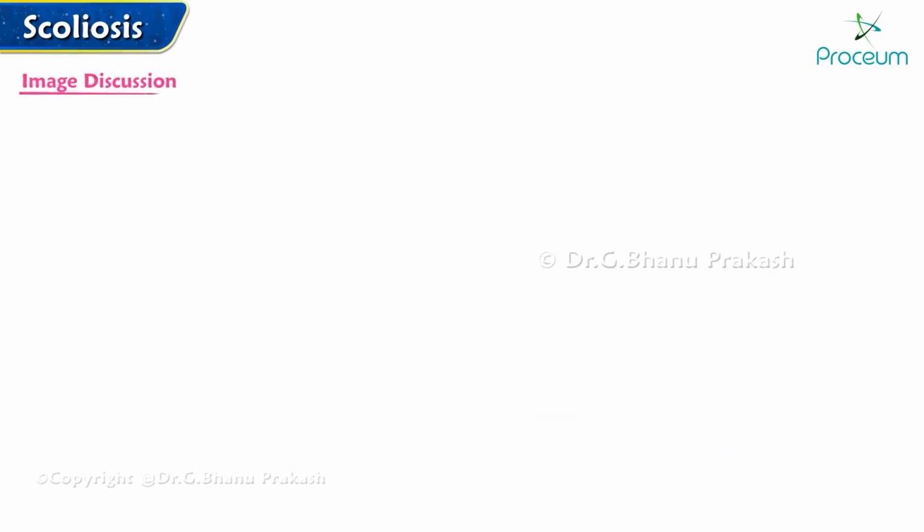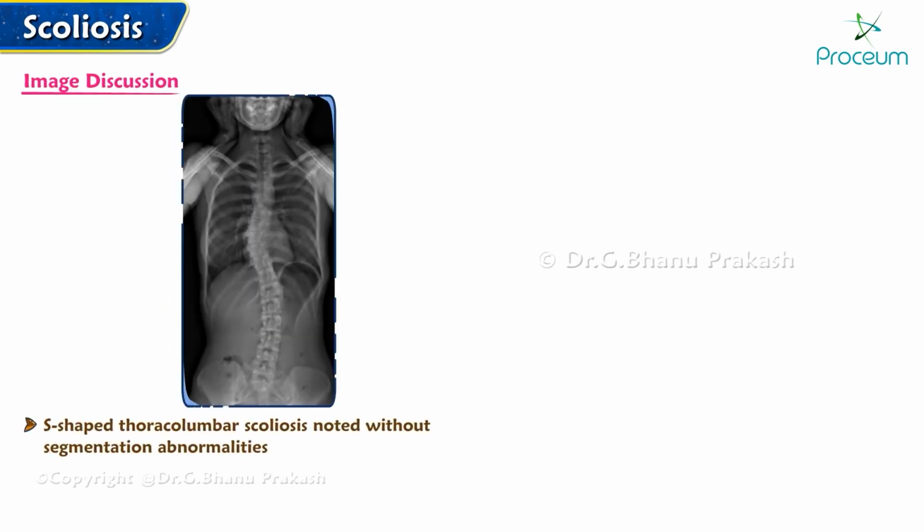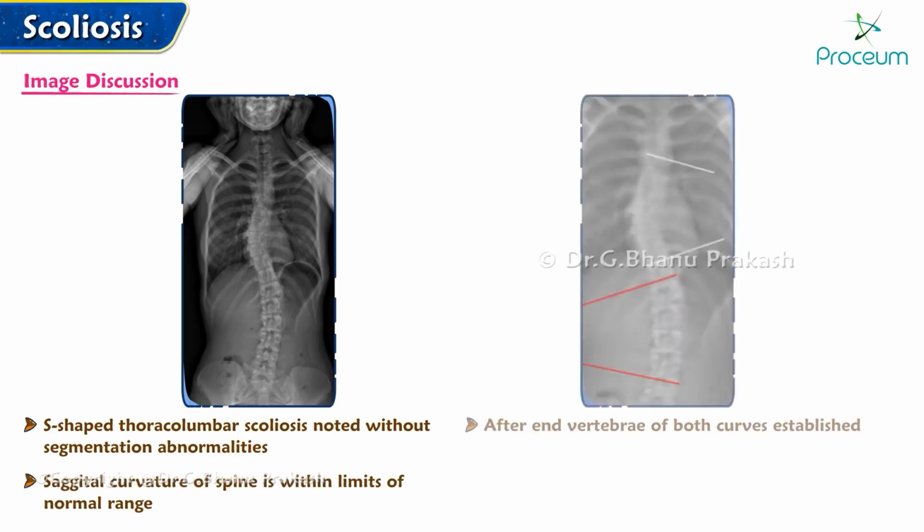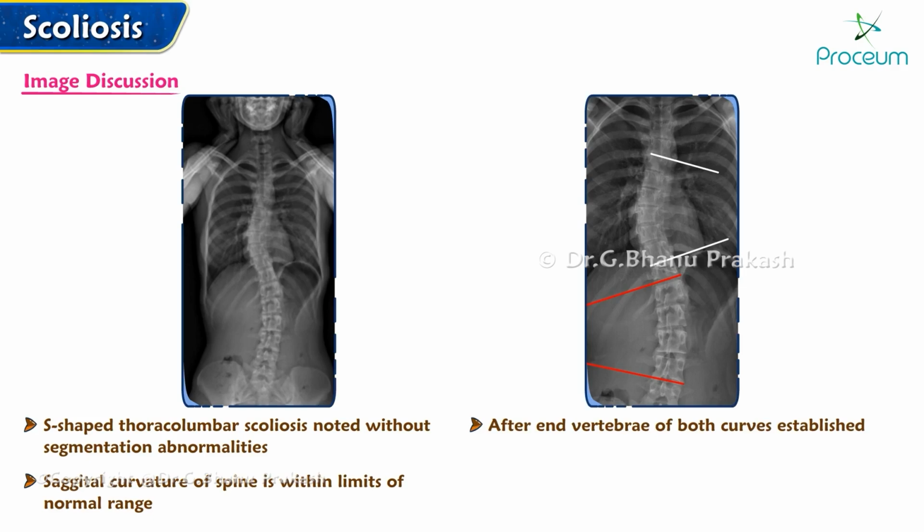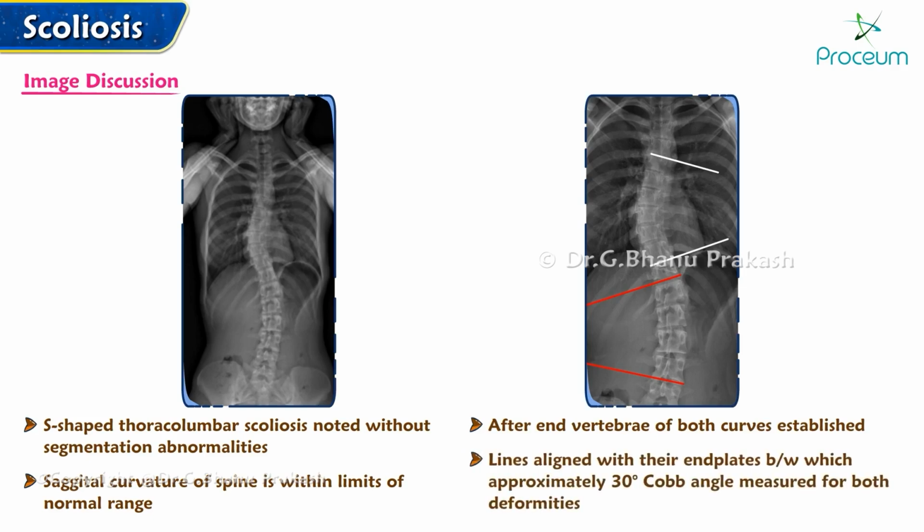Now let's have an image-based discussion. Here is a radiograph showing an S-shaped thoracolumbar scoliosis without segmentation abnormalities. The sagittal curvature of the spine is within the limits of the normal range. In this radiograph, after the end vertebrae of both curves have been established, lines are aligned with the end plates, between which an approximately 30-degree Cobb angle can be measured for both deformities.